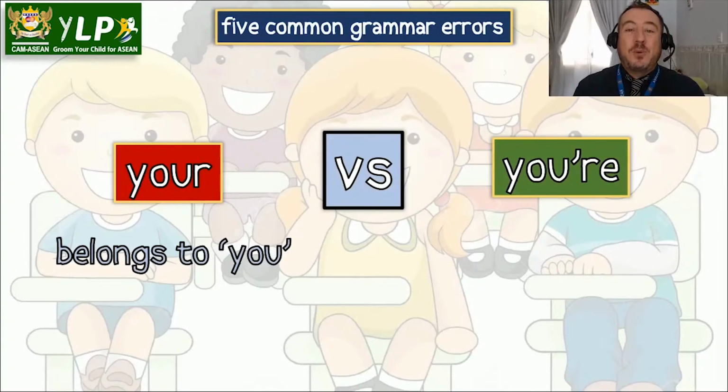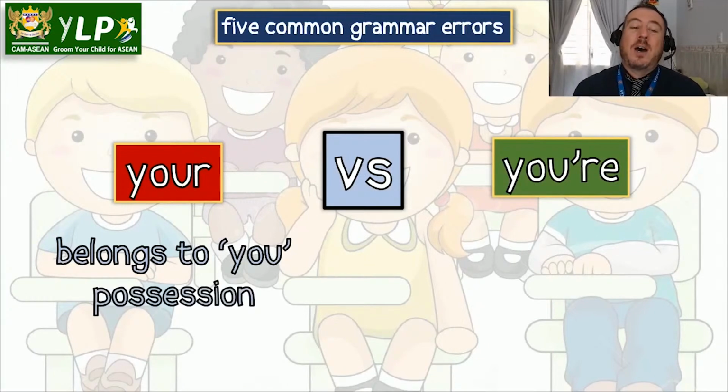Now, when we say you, we are talking about the person we are talking to. Okay, so when I say you, then you are you from my point of view. You are the person I'm talking to. Okay, and if you say you, that means you're talking to me. So we use your when we talk about things that belong to the person we are talking to.